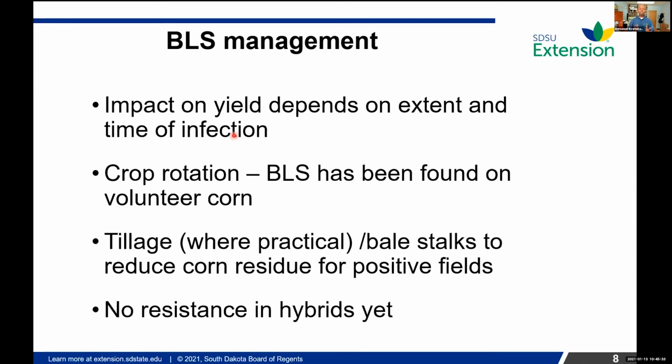So tillage, where practical, of course, considering conservation of moisture and soil, or at least baling off the stalks so you reduce that inoculum load can also help. Unfortunately, we don't have resistance yet in corn hybrids, but a lot of companies are aware of this disease and they are now selecting hybrids that are tolerant to the disease. But so far, only cultural practices can help with managing this disease.